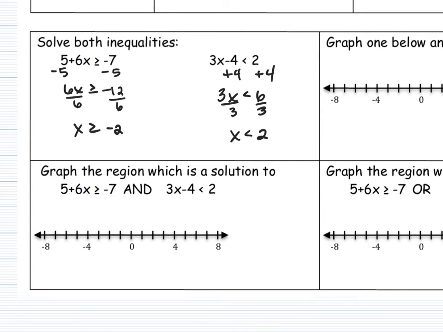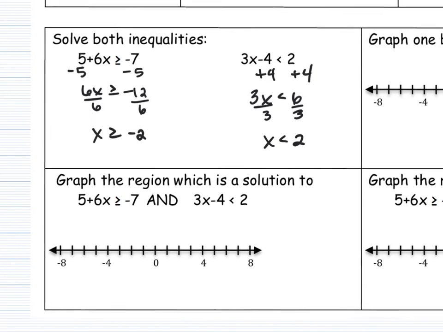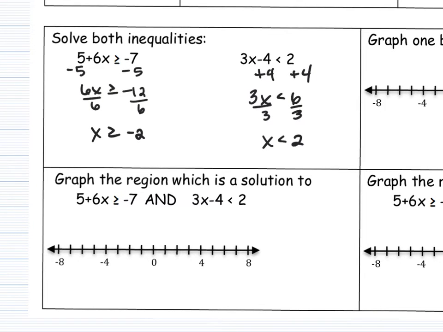So I have these two inequalities. If I'm looking at the difference between and, so I have graph the region which is a solution to both of those. If I'm looking at the x is greater than or equal to -2, go to -2, closed circle, going up. Oh, that was really bad.